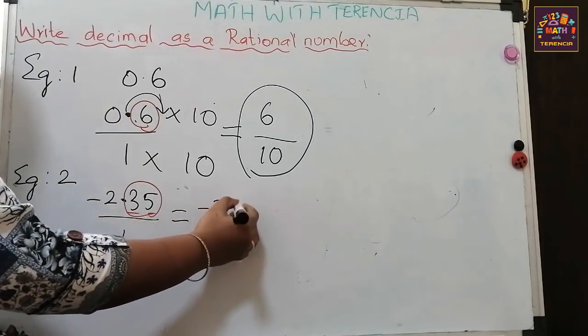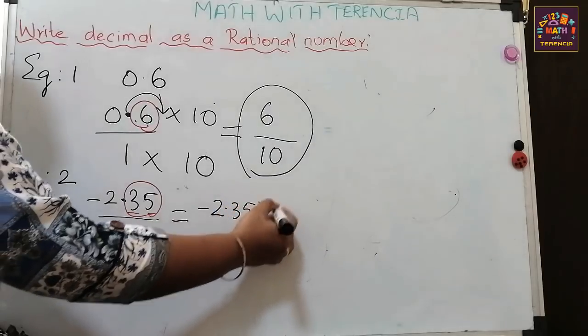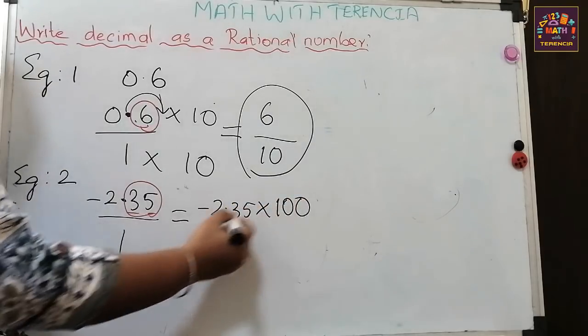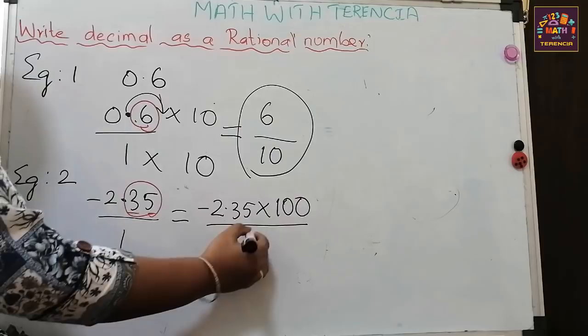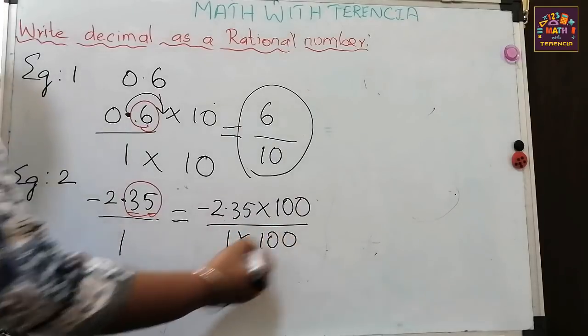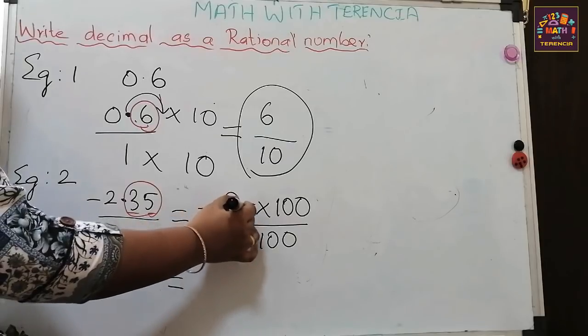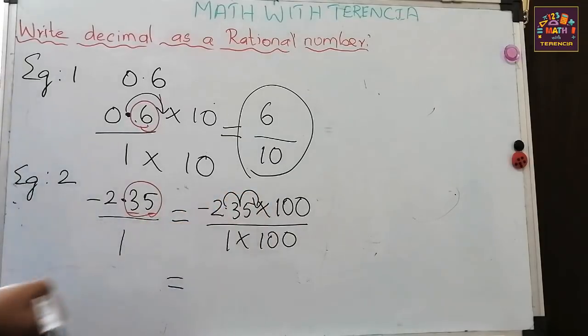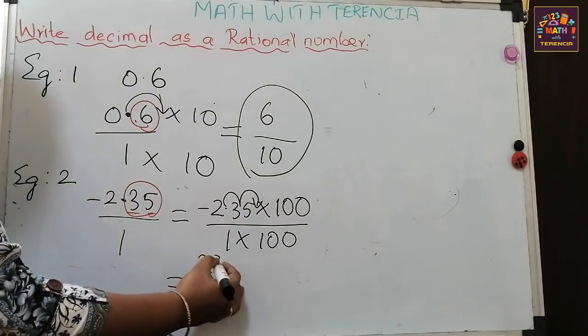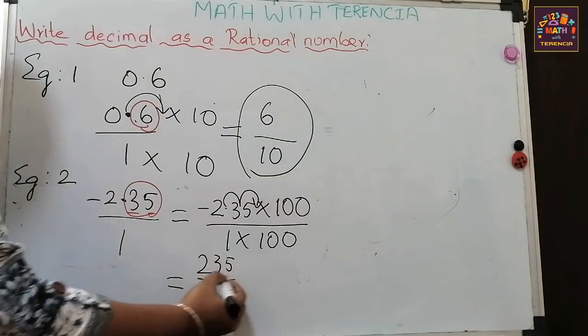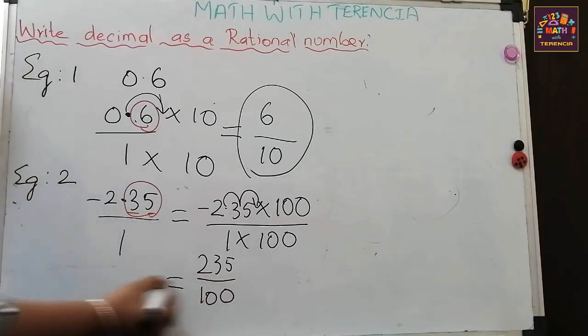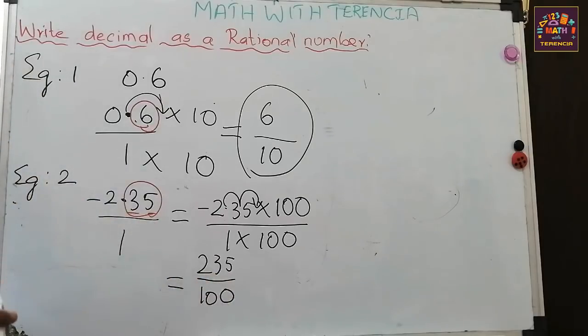So minus 2.35 multiplied by 100 by 1 times 100. When I multiply by 100, the decimal point will move 2 digits towards the right. So the answer will be 235 by 100. You know this is an improper fraction.